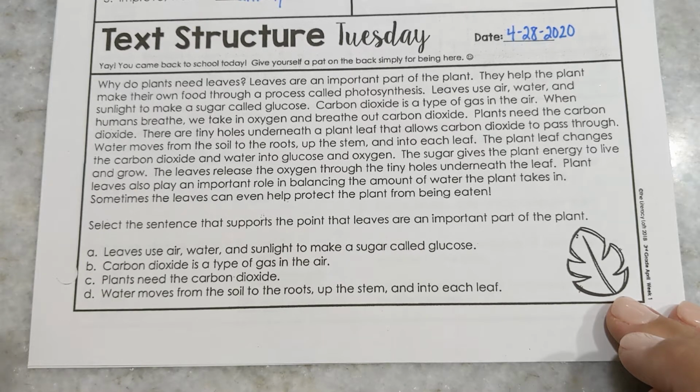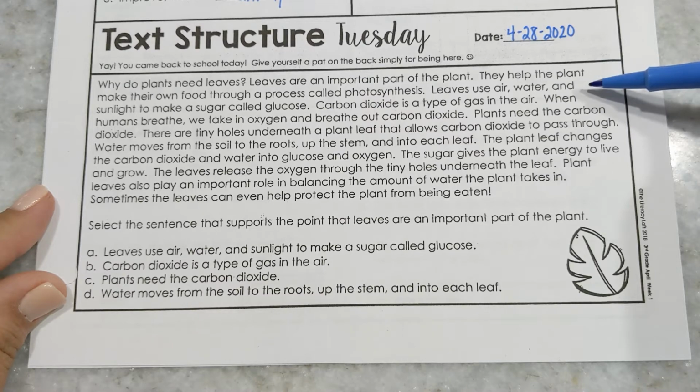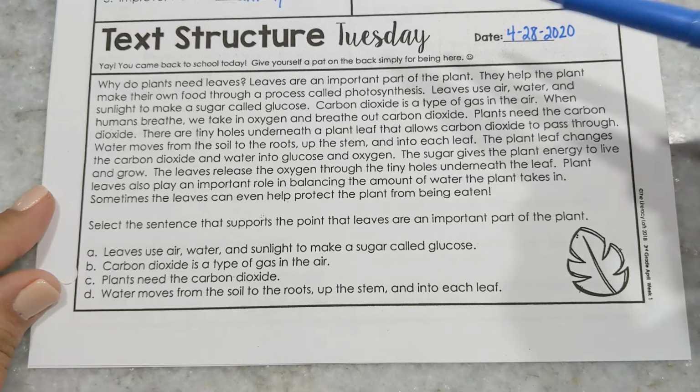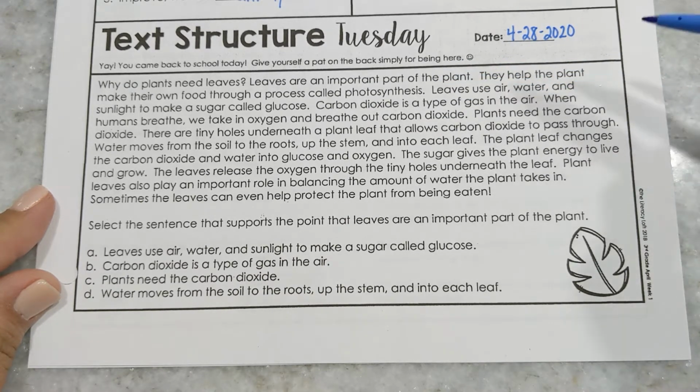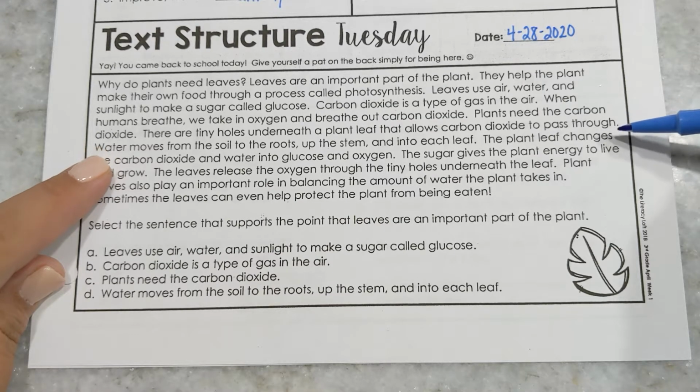All right. Why do plants need leaves? Leaves are an important part of the plant. They help the plant make their own food through a process called photosynthesis. Leaves use air, water, and sunlight to make a sugar called glucose. Carbon dioxide is a type of gas in the air. When humans breathe, we take in oxygen and breathe out carbon dioxide. Plants need the carbon dioxide. There are tiny holes underneath a plant leaf that allow carbon dioxide to pass through.